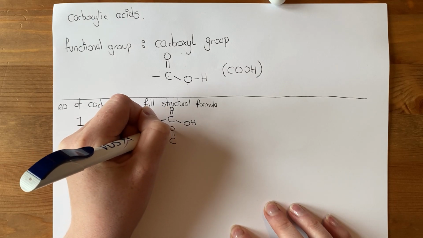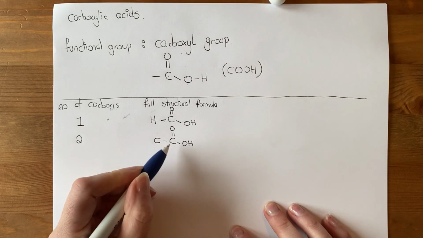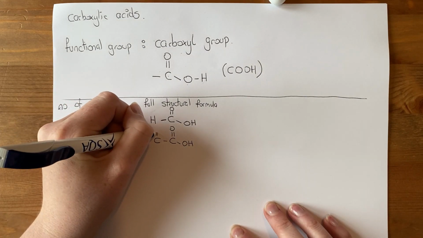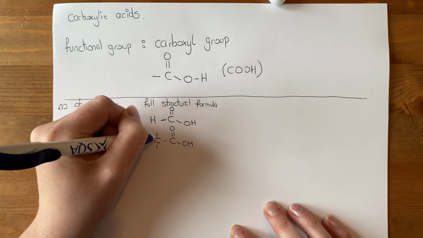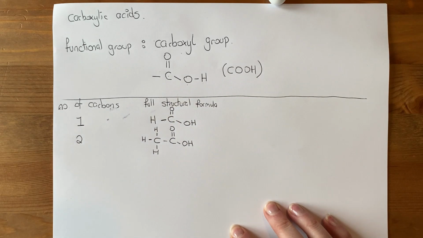It has to have this COOH group at the end. This carbon has 1, 2, 3, 4 bonds. I'm going to fulfill this carbon's bonds by adding another 3 hydrogens to get my full structural formula.